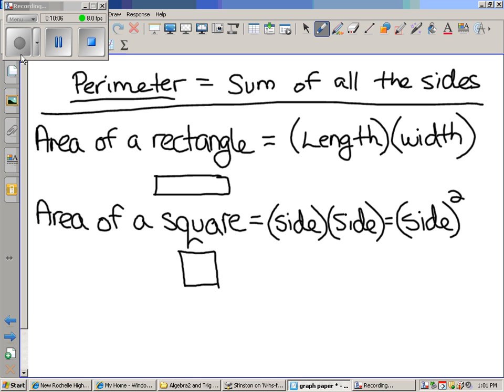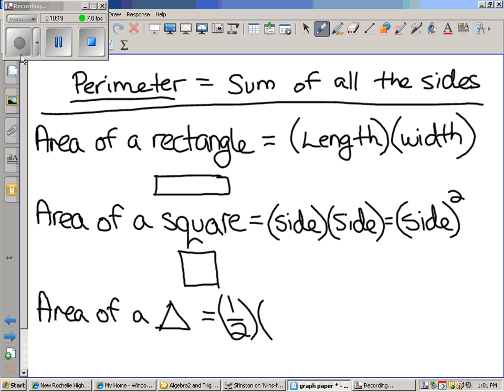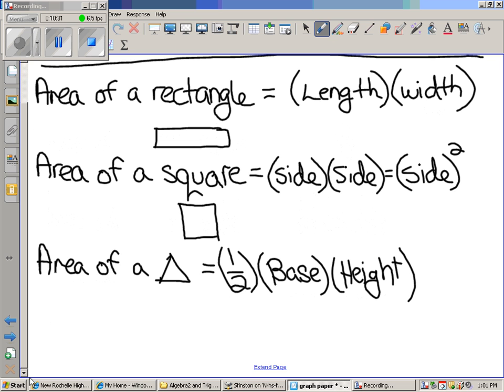And then finally, we have the area of a triangle. I'll just put it down like that. Area of a triangle we talked about. Area of a triangle is 1/2 base times height. Yep. If you know all three of these, you can solve any type of problem pretty much that I give you, with the exception of a circle.